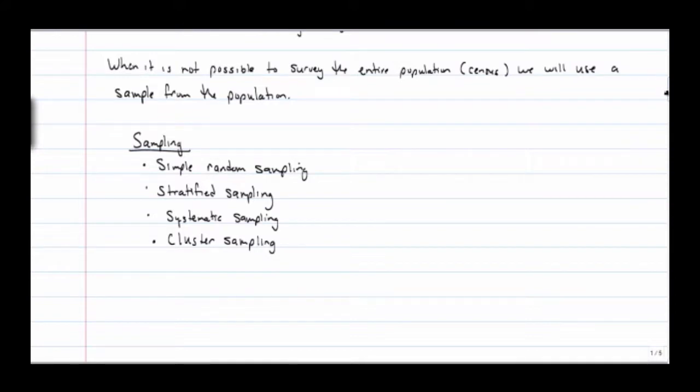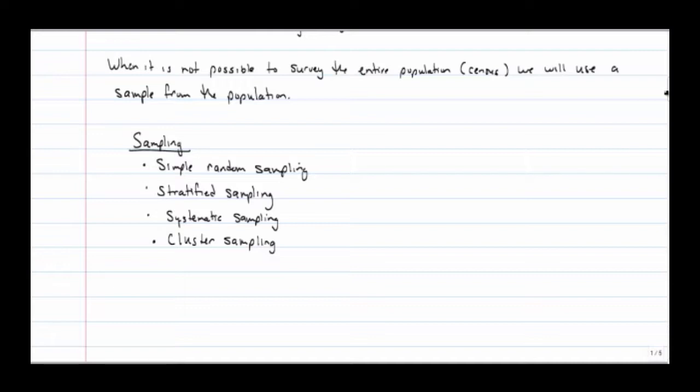When we're talking about a census in a statistical study, sometimes it's not always possible to survey the entire population. For example, suppose I wanted to collect data on the measurements of the parts coming off of an assembly line. Well, if I used every single part coming off the assembly line, then I'm going to have a hard time producing enough of them to sell because I'm going to be spending all my time measuring them. So it's not always economically feasible or practical to use a census. So what we'll do is we'll use a sample.